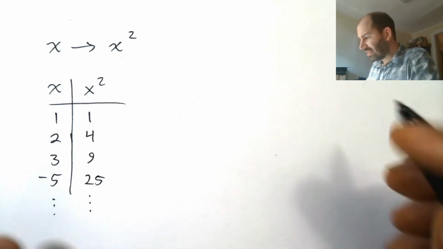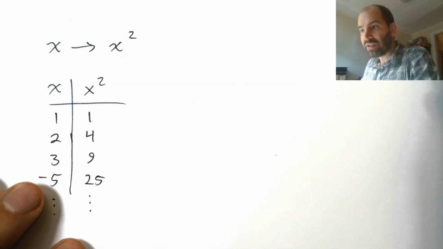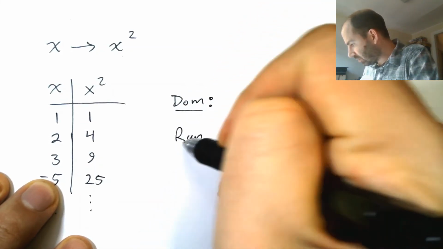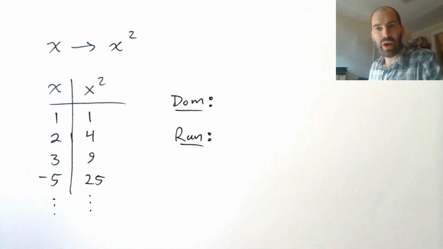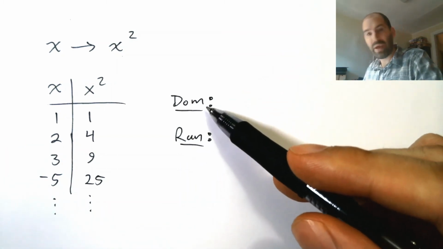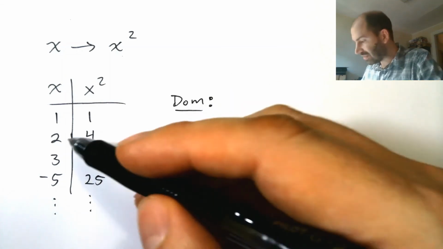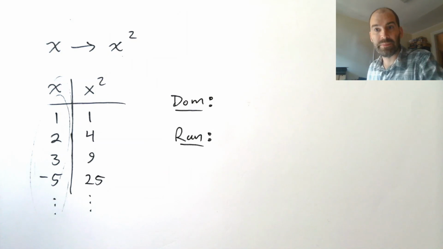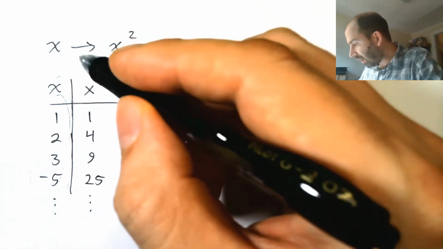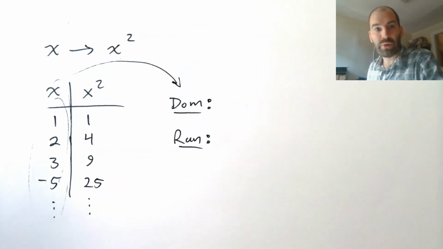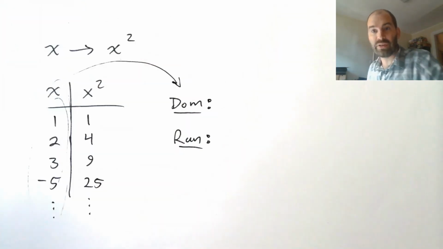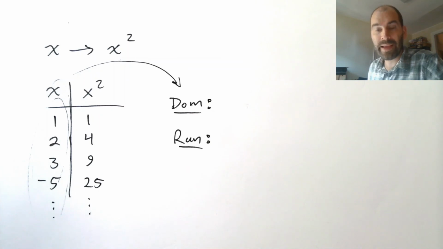Now, the question here is, what is the domain and what is the range of this function? To abbreviate, I'll write DOM and RAN, but we know that this means domain and range. Well, the domain is the set of all possible inputs that I can put in over here. So what are all possible inputs that I can plug into this function? What are the numbers that I'm allowed to square? And the answer is any number.